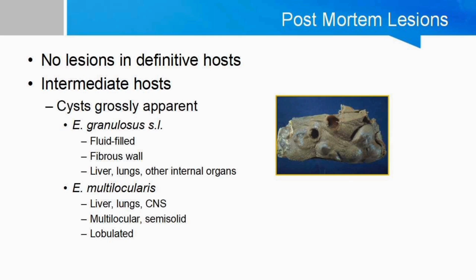Echinococcus multilocularis metacestodes occur initially in the liver, but they can metastasize to other organs, particularly the lungs and the central nervous system. These multilocular cysts have a semi-solid matrix and resemble malignant tumors. They may be firm and lobulated or contain viscous fluid and can contain many scattered transparent cysts of a few millimeters to centimeters in diameter.